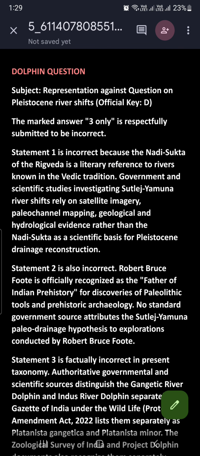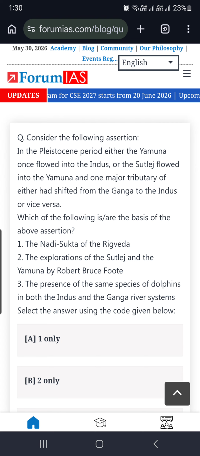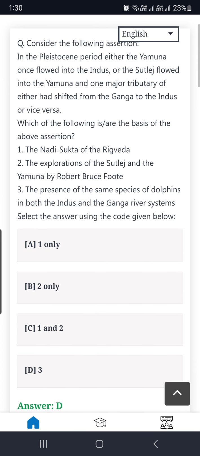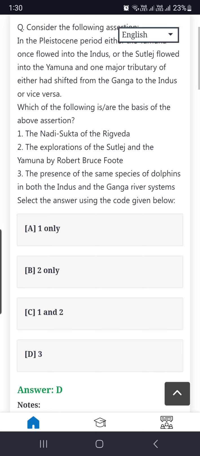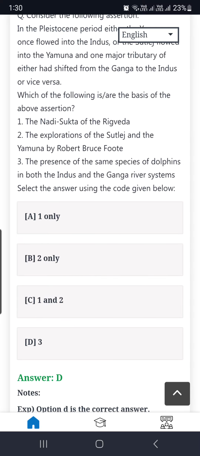Let me see if I can quickly get the question for you. Yeah, you all can have a look at the question quickly, read the question, pause this and have a look. So they're speaking about river drainage patterns, and they're giving 3 assertions for the same. We are claiming that the third one, the presence of the same species of dolphin in both Indus and Ganga river systems, this statement to be wrong, because Ganga and Indus both have different species of dolphins, and there is a different scientific name also for the same.